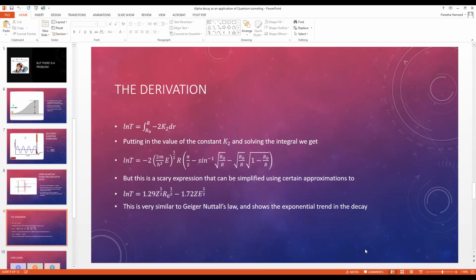What was k2? We have defined it earlier: k2 is equivalent to square root of 2m into U minus E divided by h bar squared. Well, it is what it is, k2. We plug in that value and then we solve that integral. Now that integral is a little difficult to solve. In fact, when I solved it, I had to substitute its value 11 times to get the solution.